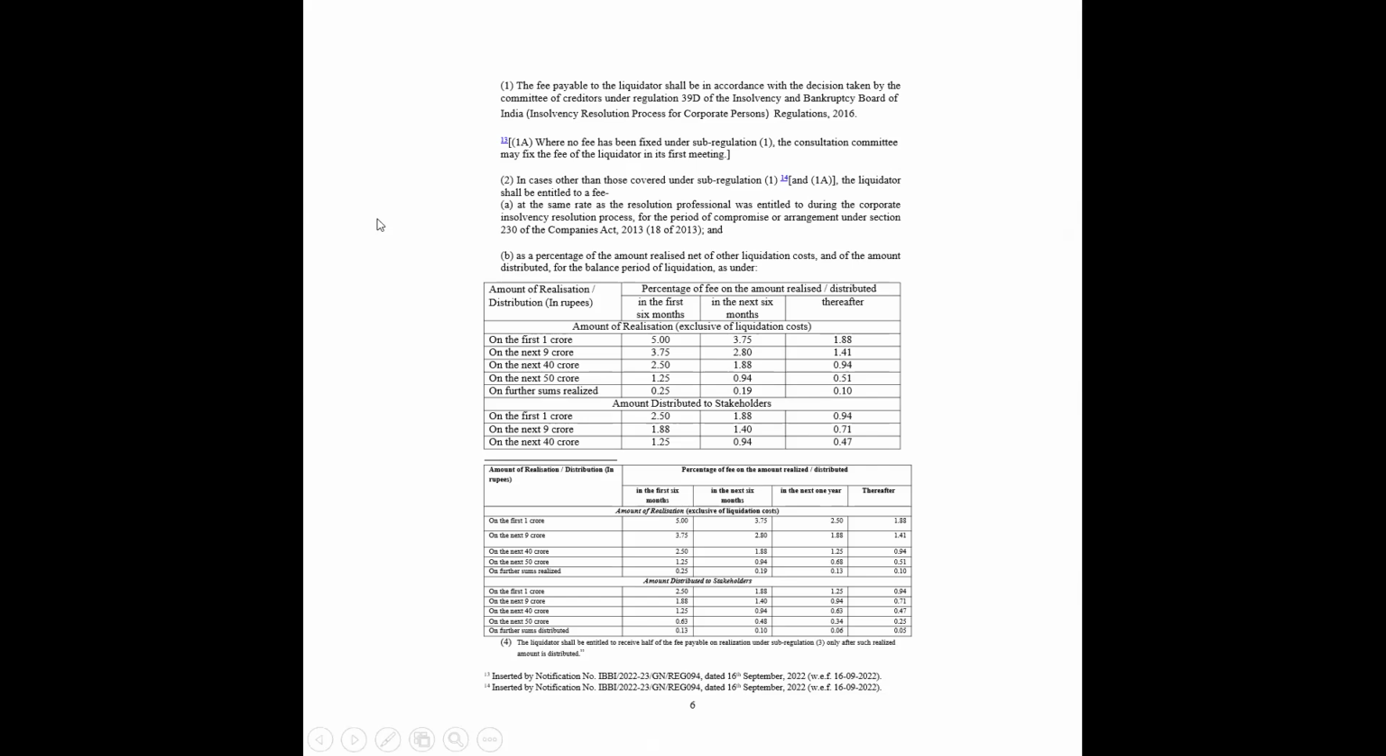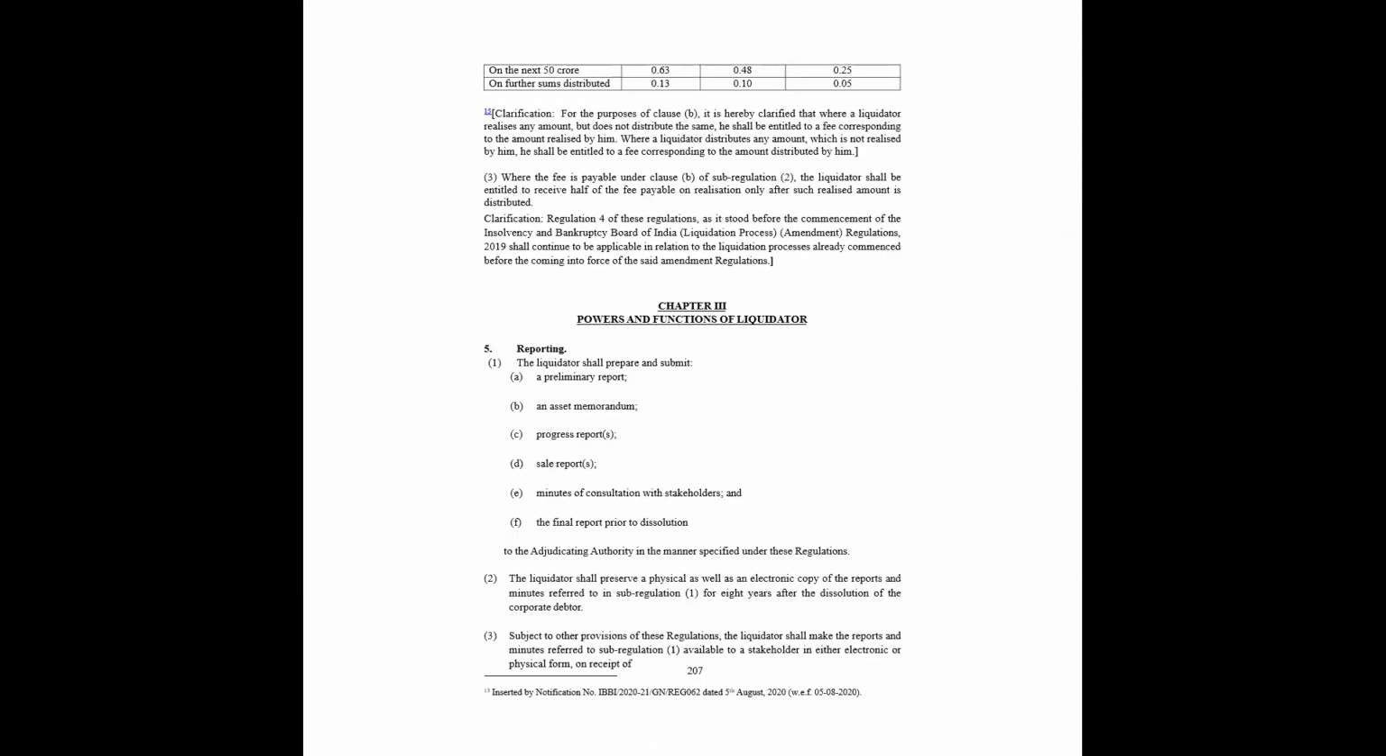और पॉइंट नंबर 4 है आपका, the liquidator shall be entitled to receive half of the fees payable on realization under sub-regulation 3 after such realized amount is distributed। ये भी हो गया। नाउ रिपोर्टिंग। रिपोर्टिंग में क्या क्या रिपोर्ट्स आपको प्रिपेयर करनी है?